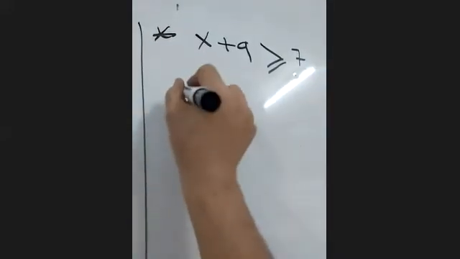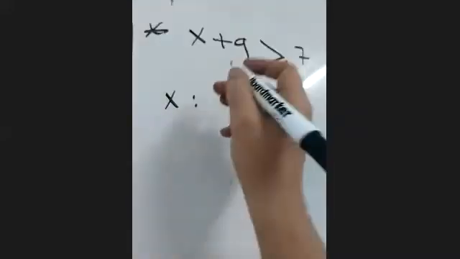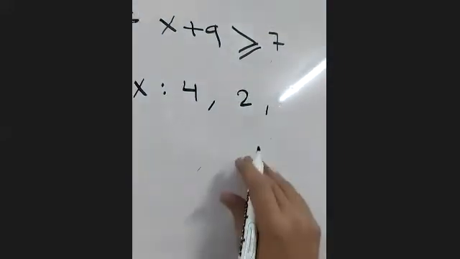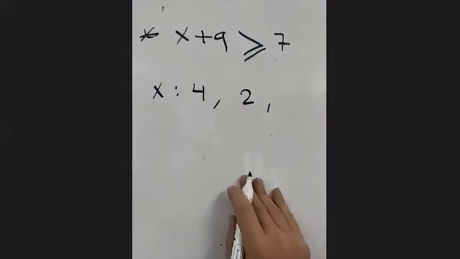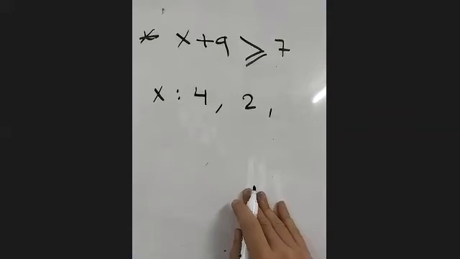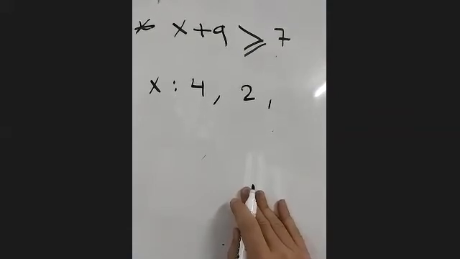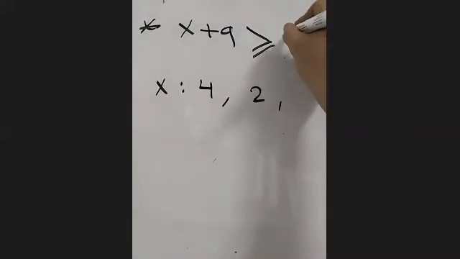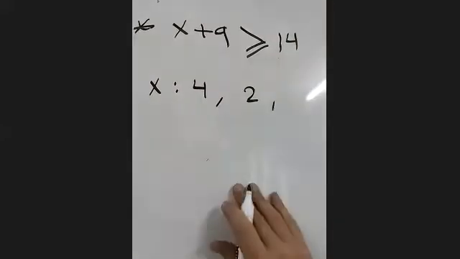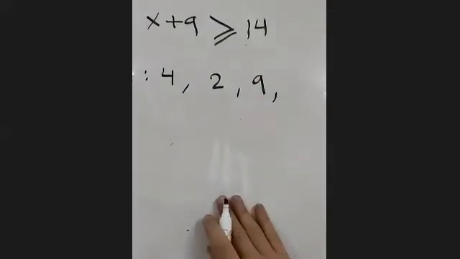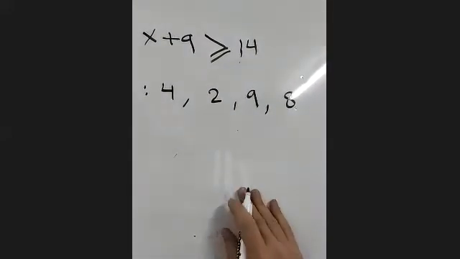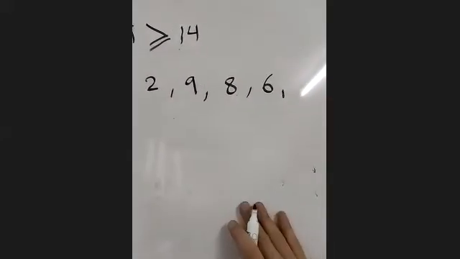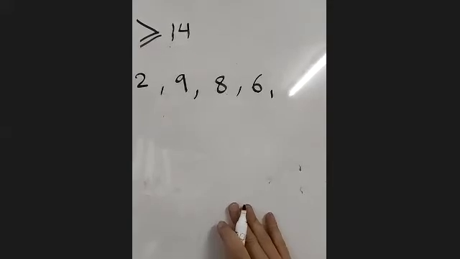Like, for example, x can be 4, 2, now I will change this, I'll put it 14. 9, 8, 6, and 3.